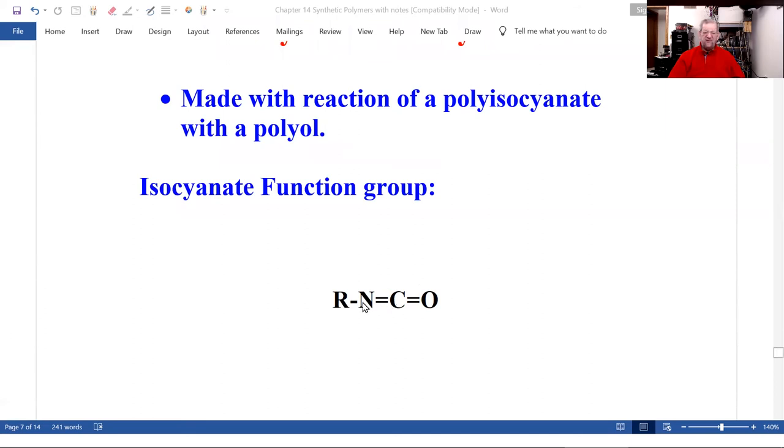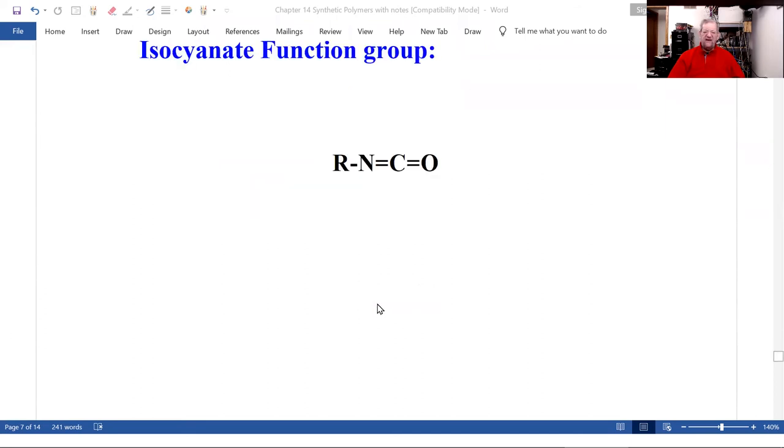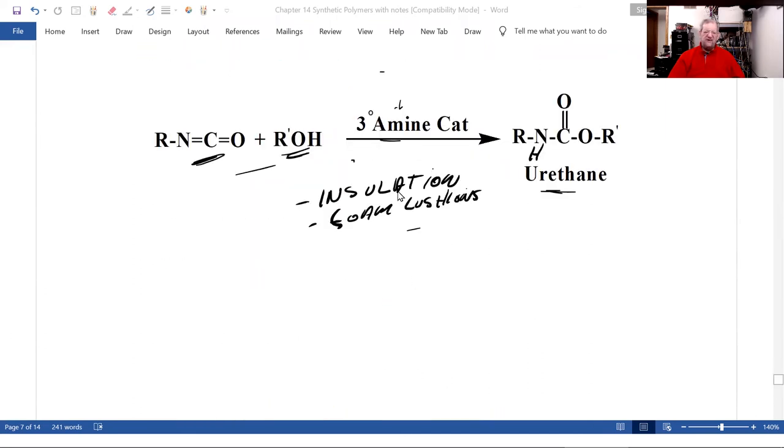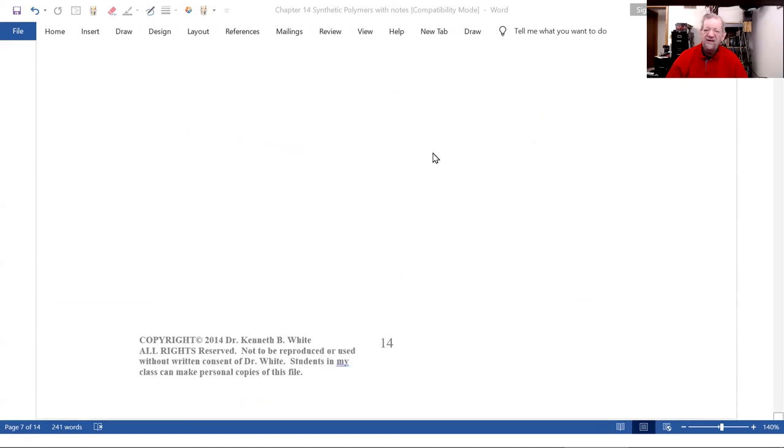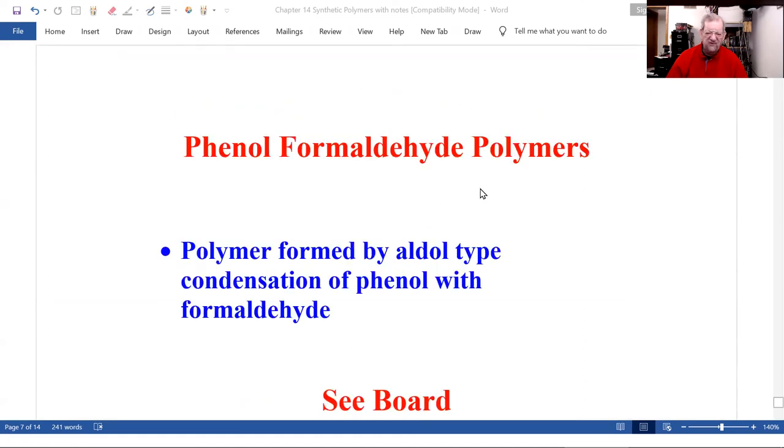Polyurethanes are made from this isocyanate, and I'm not going to go into chemistry other than here's the molecule we call a urethane, and it's very strong and inert to other reactions, and you can make foams about it. I taught you earlier about the tertiary amine catalyst. That's about it. I'm going to skip phenolic resins for now. I'll talk about it if I have time.